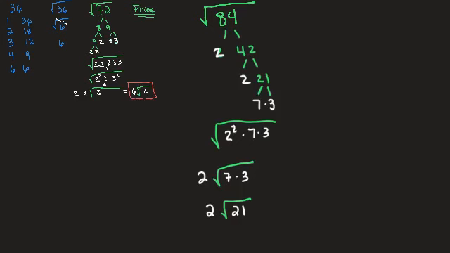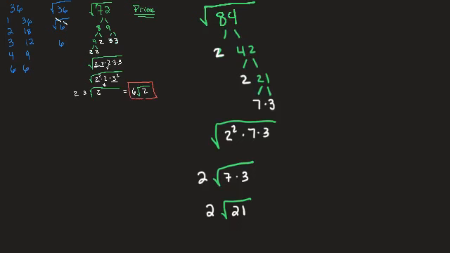I rewrote my expression as 2 times 2 times 7 times 3, or I just skipped a step and wrote 2 squared times 7 times 3. But you understand where I got that from. And then I realized that if I take the square root of 2 squared, it's 2. Which leaves me 2 square root of 7 times 3, which is 2 square root of 21.